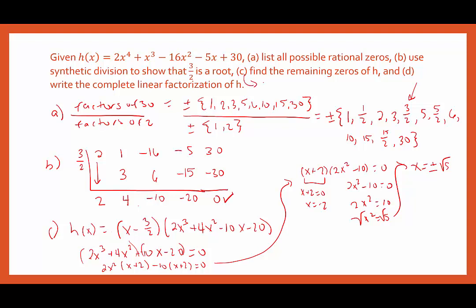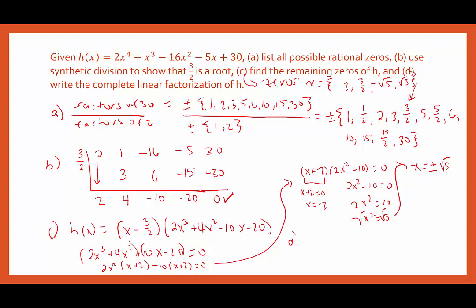So just to list out the zeros, although I am running out of room, I'm going to do it right up here. All of the zeros are x equals, and what do we have? We have negative 2, 3 over 2, negative root 5, and positive root 5. Those would be our 4 zeros. This was a degree 4, so 4 zeros is to be expected.